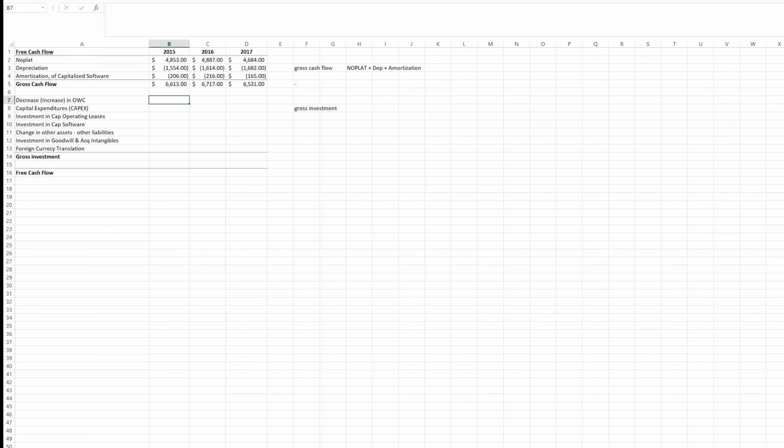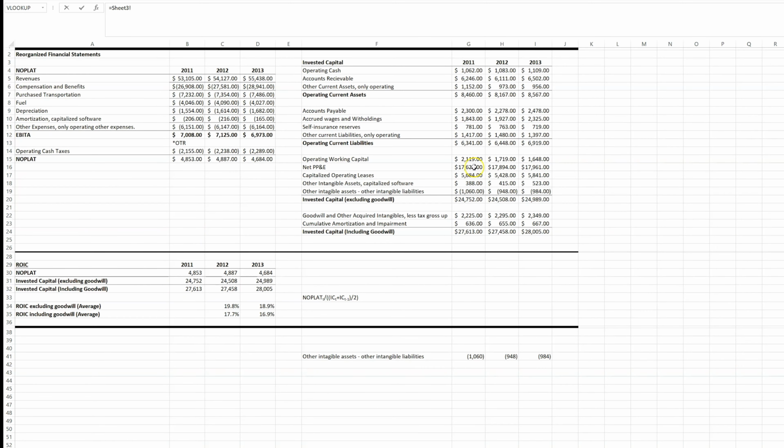Okay, so to do the change, I need to do one year minus the next. Man, all these are messed up. 2012, 2013. Okay, so I'll have to start in 2012. What I'm looking for is the difference in operating working capital between 2012 and 2011. So I come back here and I have the operating capital in 2012 minus the operating capital in 2011.